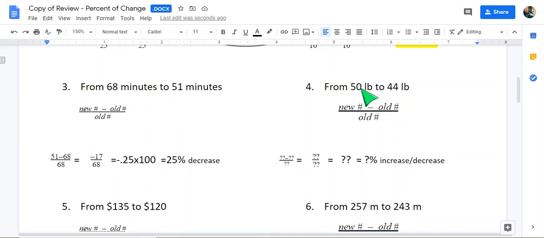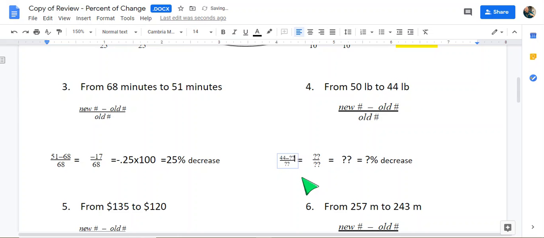Okay, from 50 lb, which means pounds, to 44 pounds. 50 to 44, it goes down, right? So right away, I know I'm doing percent decrease, just like this one. So I'm probably going to have a negative number, right? Let's see. All right, do the same thing. New number minus old number. The new number is 44. The old number was 50, okay? From is going to tell you the old number. To is going to be the new number. And then the bottom you keep it as the old number 50.